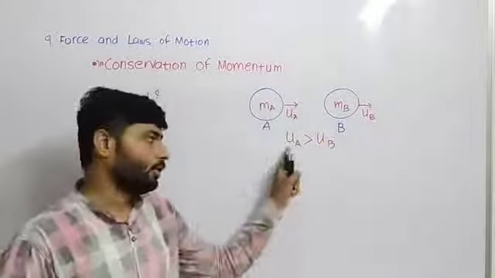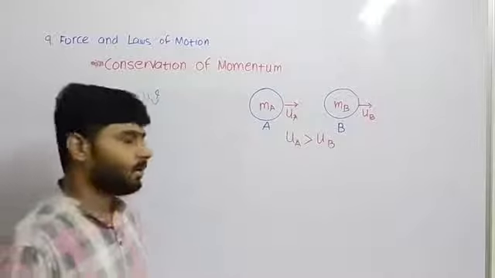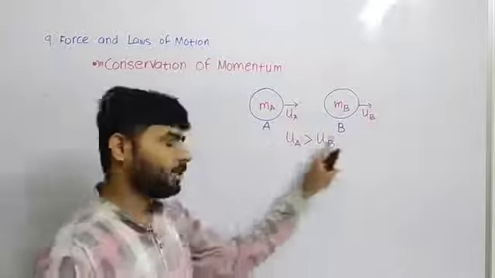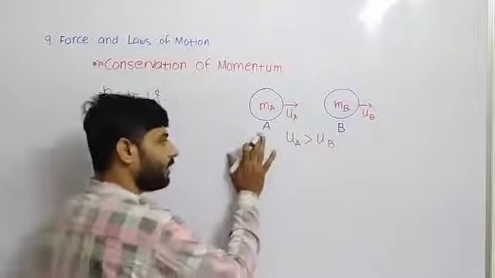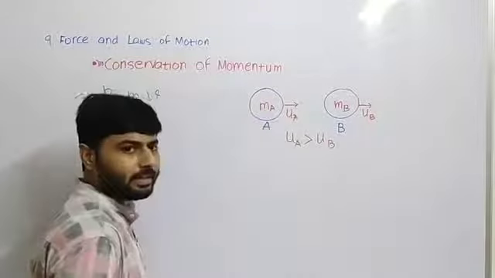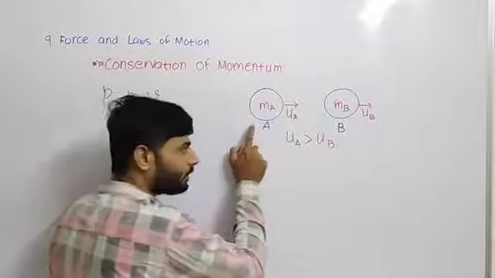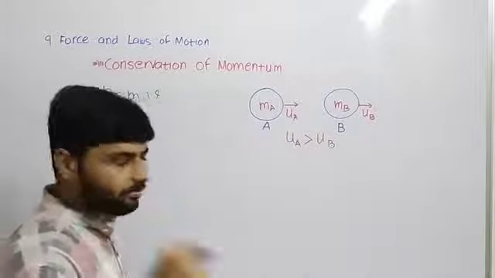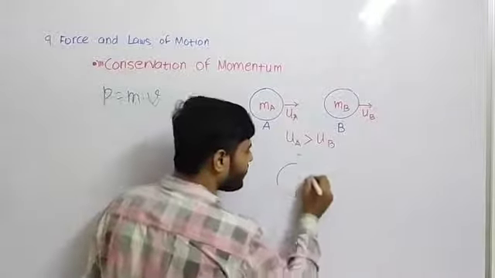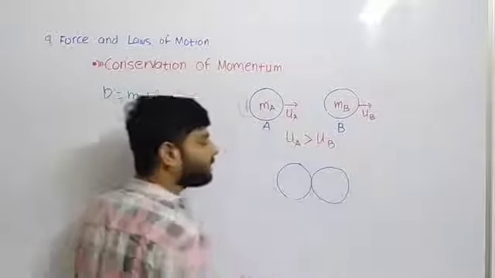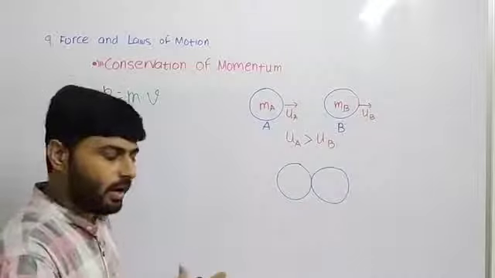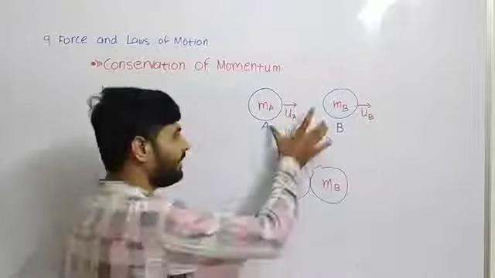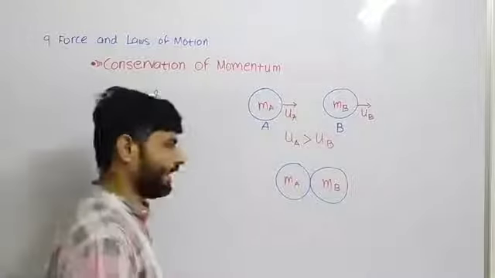Why did I take UA greater than UB? Because I want to collide these two balls. If the velocity of ball A is more, what will happen? It will travel with more speed and collide with ball B. So at one moment, mass A and mass B will collide. Collision will happen between ball A and B.